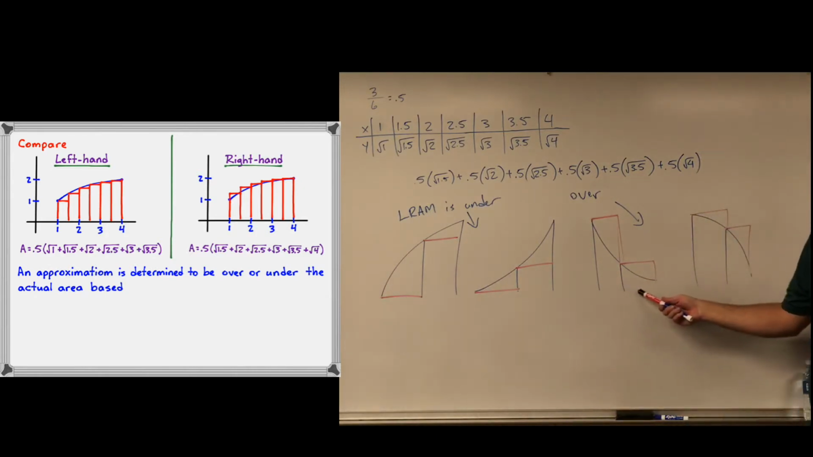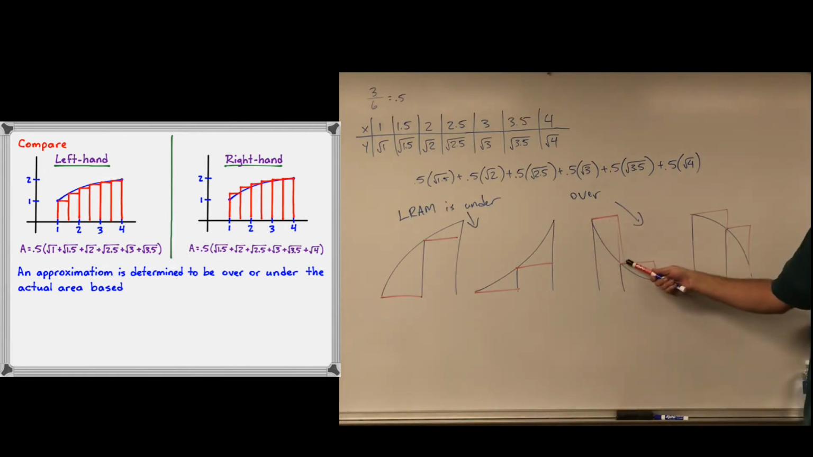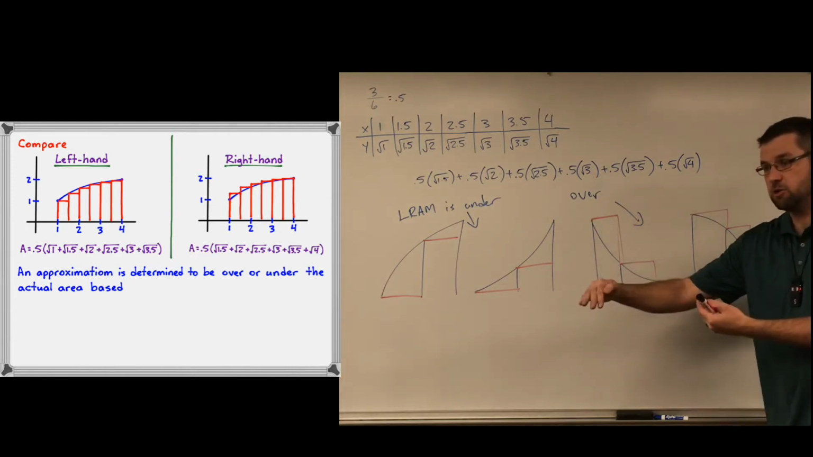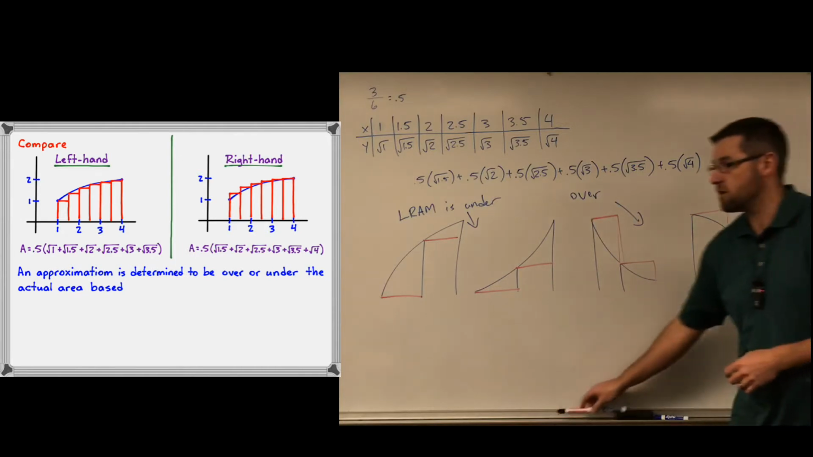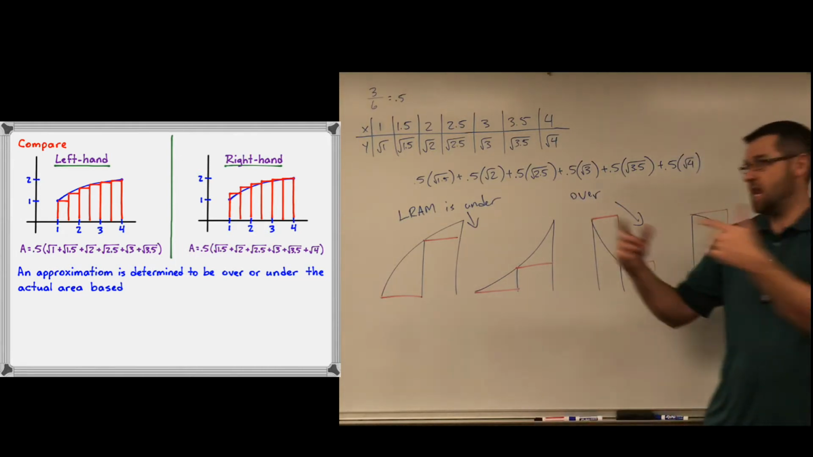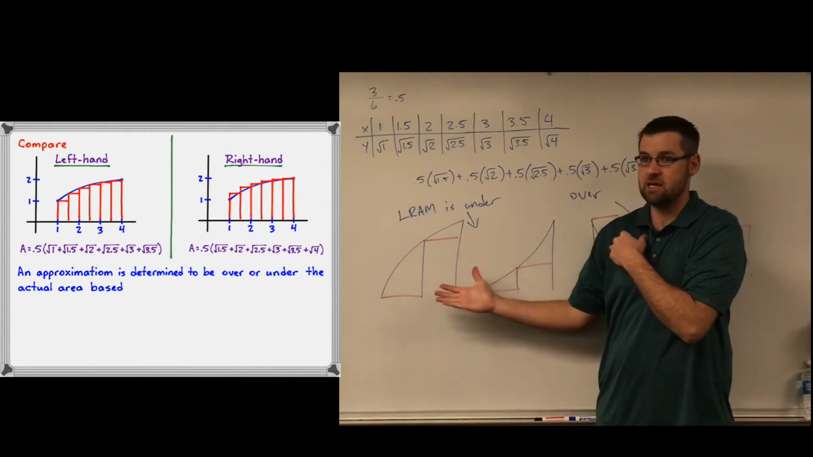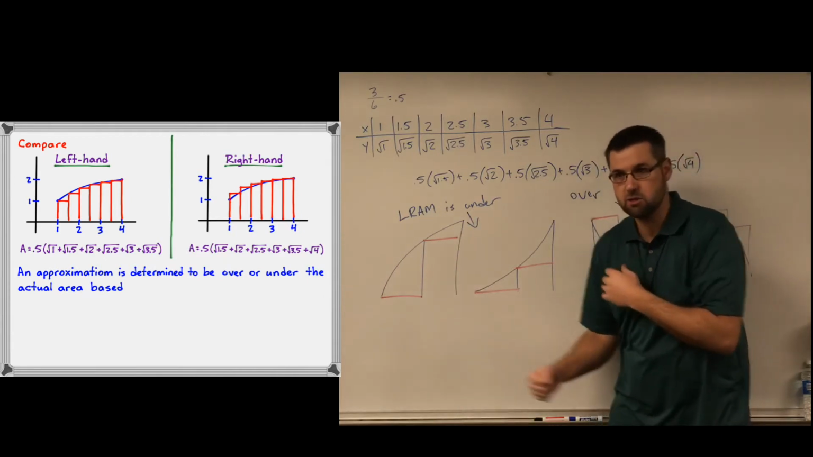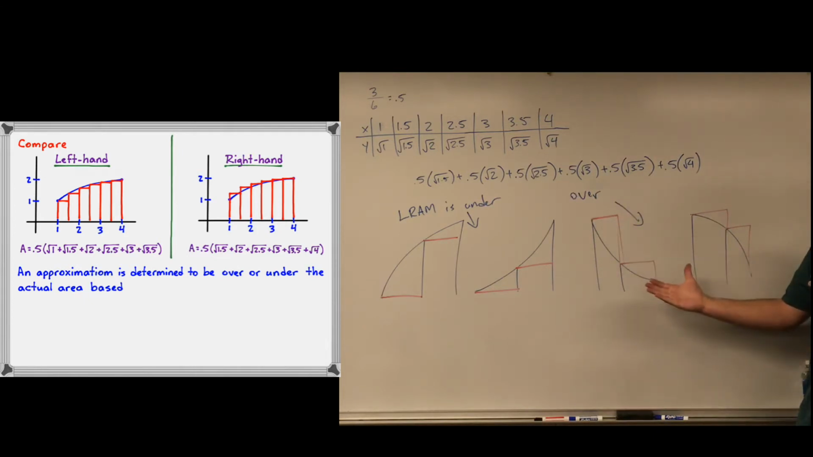Here's a left-hand example, and the first point is above the second point. Not the x value, but the y value. So it all depends on whether the function is increasing or decreasing. In a left hand, if the function is increasing, then it's an under approximation. In a left hand, if the function is decreasing, then it's over.